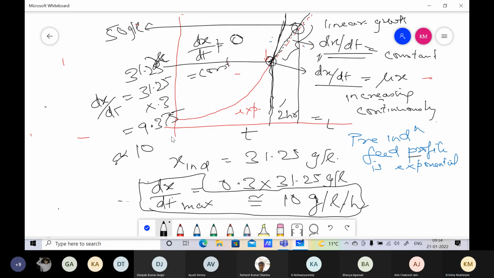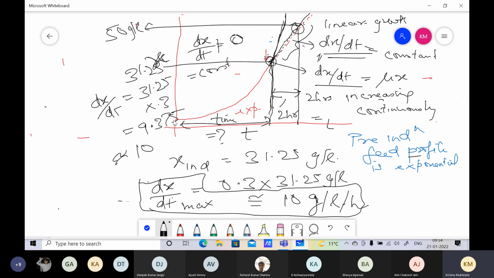Sir, how can we calculate that at the point of induction, the amount of biomass X is equal to 31.25 grams? We don't know the time of induction. I can calculate this, but that requires making assumptions. This time is unknown, but we know that this gap is 2 hours. And we know that the final biomass is 50 grams. So we know that this biomass is 31.25.